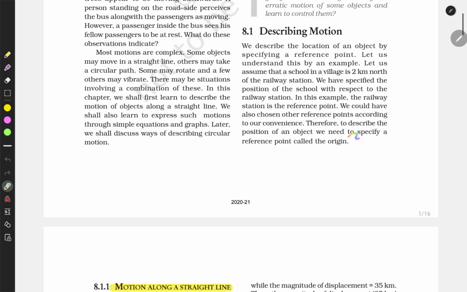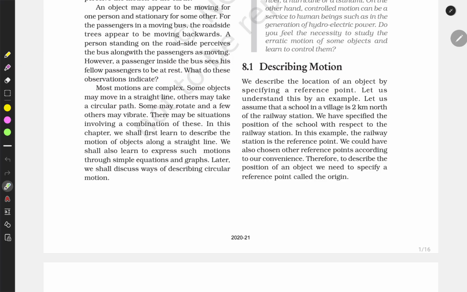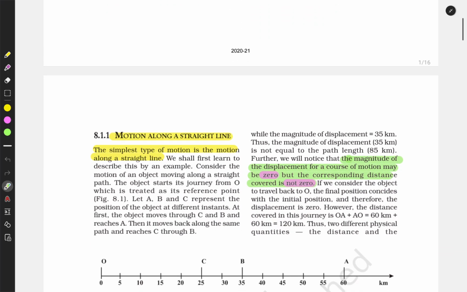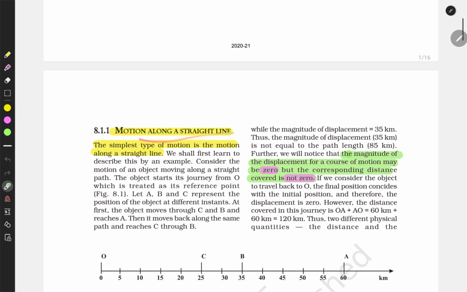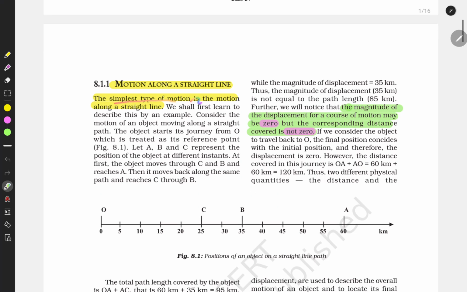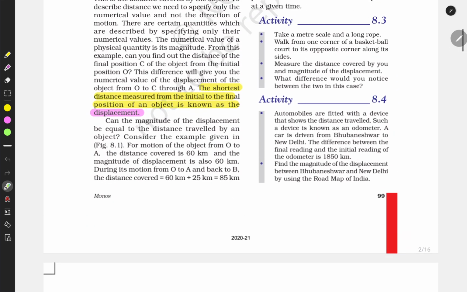Motion is simply the change of an object's position or orientation over time relative to a reference point. Let's talk about motion in a straight line. It is the simplest type of motion: something going in a straight line without changing direction.